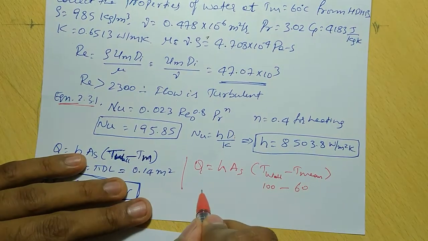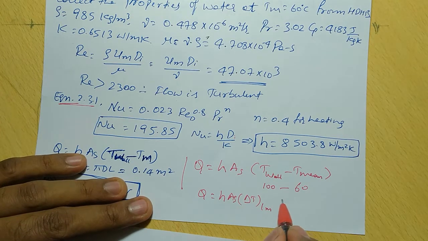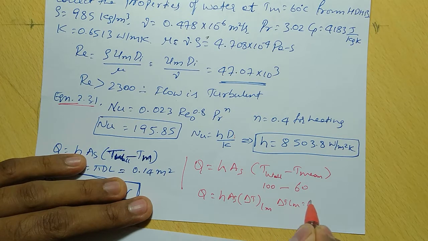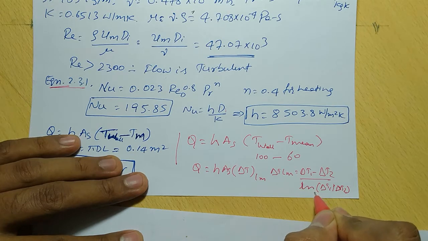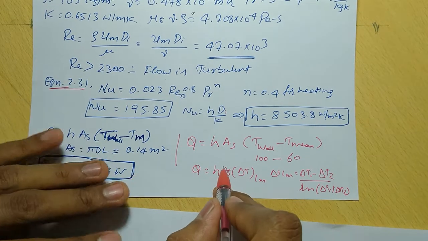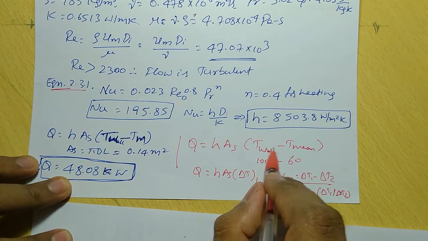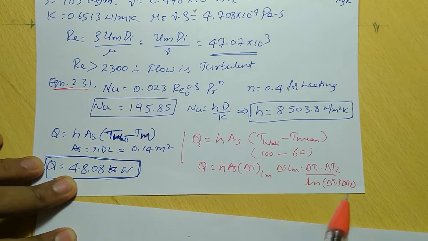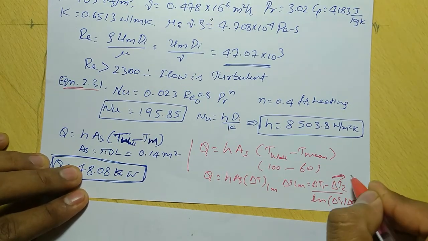But in some textbooks you will get Q equals h A s delta T lm, the logarithmic mean temperature difference. Delta T lm equals delta T1 minus delta T2 divided by ln of delta T1 by delta T2. By using this equation you will also get an answer almost near to this one, and using T wall minus T mean, you also get almost the same value. These things will be discussed in the heat exchangers.